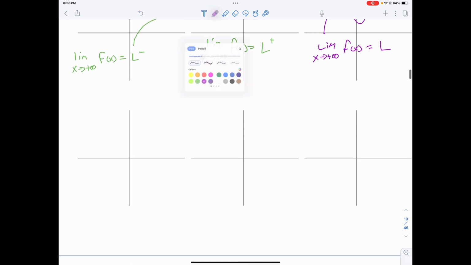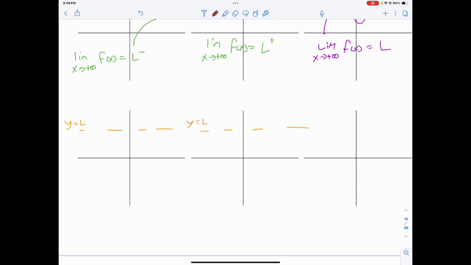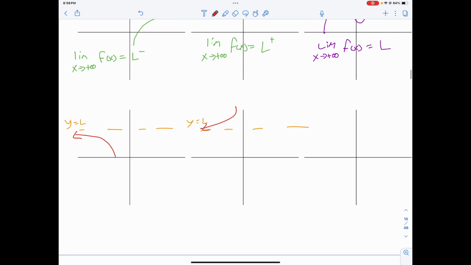We could have it approach negative infinity for x. Where it could approach from below, or it could approach from above, or the limit as x approaches negative infinity for f of x is equal to L from below, or the limit as x approaches negative infinity for f of x is L from above.